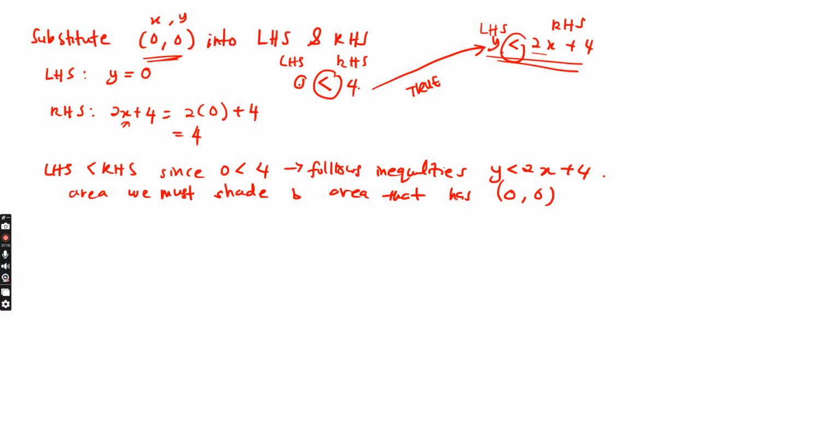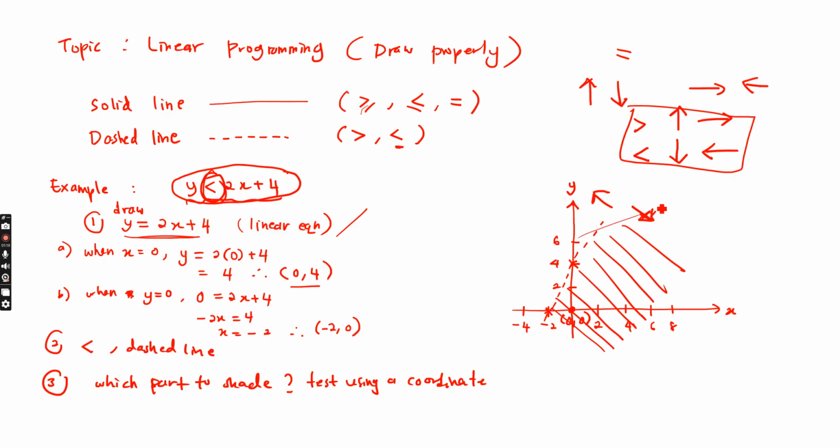If it follows the original inequality, that means the area you need to shade is the area that has the testing point. Based on our situation here, 0, 0 is at this point and this is our line, so you must shade the region that has the testing point. Okay, can follow up until here.